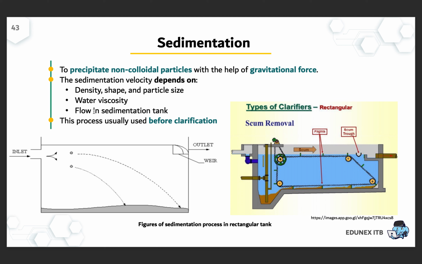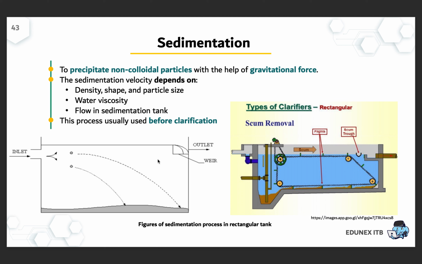And the last one is the flow in the sedimentation tank. This is related to whether the flow is in a turbulent or laminar state. Turbulent flow provides agitation to the fluid. So if the flow of the fluid in the sedimentation tank is in the turbulent state, then the separation performance usually is not as good. So we better engineer the flow regime in the laminar state.